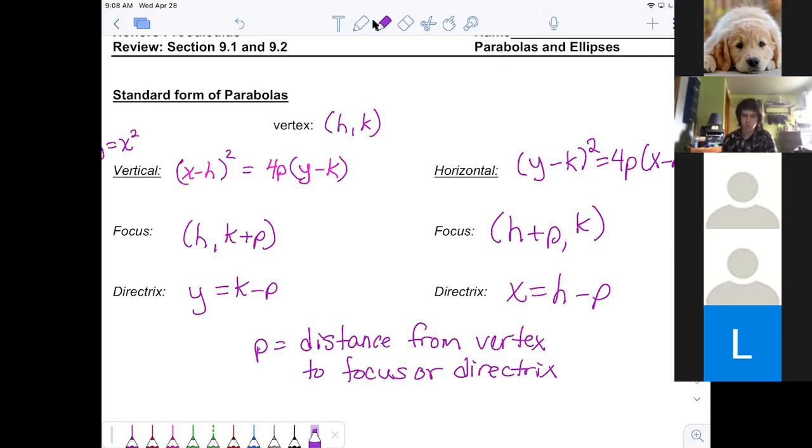So that standard form, vertical, the x is squared. Horizontal, the y is squared. And that's different from the others. One squared term as well. So when you're thinking about, is it a parabola, your parabola has one squared term.